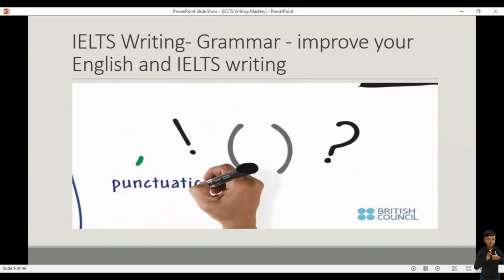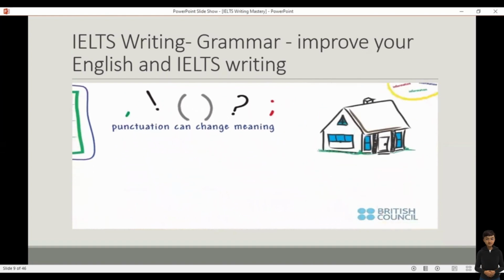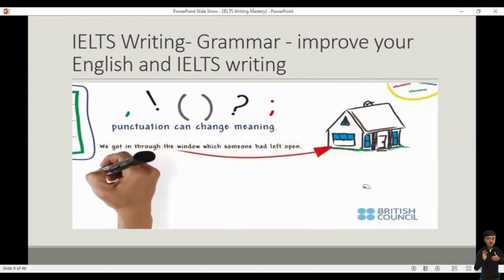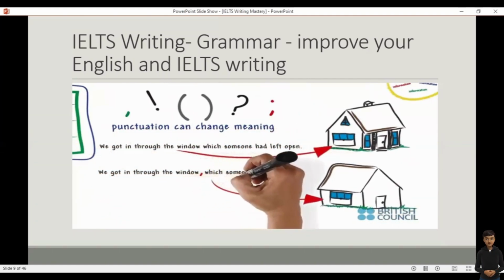In addition, punctuation can change meaning. For instance, we got in through the window which someone had left open. We got in through the window, which someone had left open.